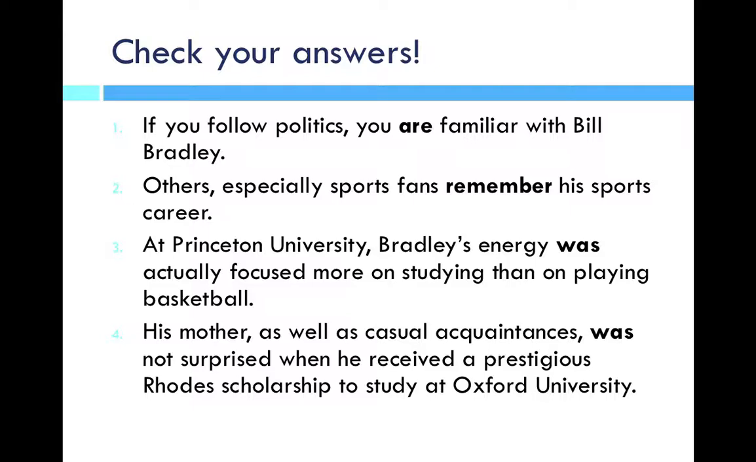And finally, his mother, as well as casual acquaintances, was not surprised when he received a prestigious Rhodes Scholarship to study at Oxford University. This is one of the harder ones, because if we're paying attention to the words in the commas, the non-essential phrase, that ends with an S. Casual acquaintances is plural, but we're not paying attention to that. We need to block those words out. So if we take out those words, the sentence reads, his mother was not surprised when he received a prestigious Rhodes Scholarship. His mother is singular, there's just one of her, and it's not you or me, so it's third person, which means that the verb needs to be was.